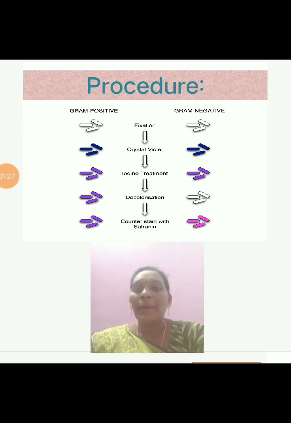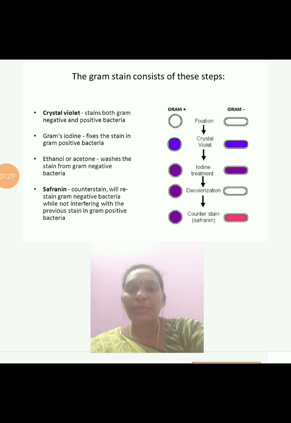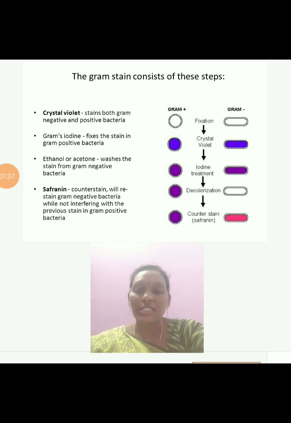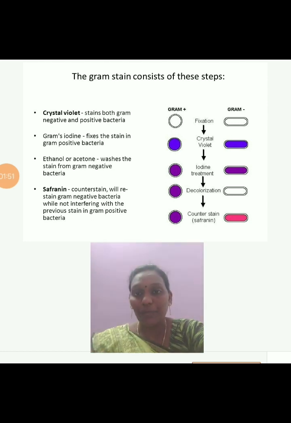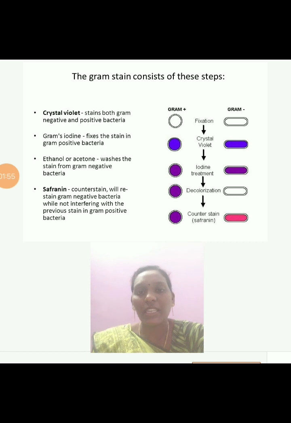Again the basic steps: crystal violet will stain both the gram positive and gram negative bacteria. Gram iodine fixes the stain firmly to the gram positive bacteria, and ethanol or acetone you can use for decolorization, and safranin is used as a counter stain, which will restain the gram negative bacteria. So this is the basic procedure behind the gram staining method.